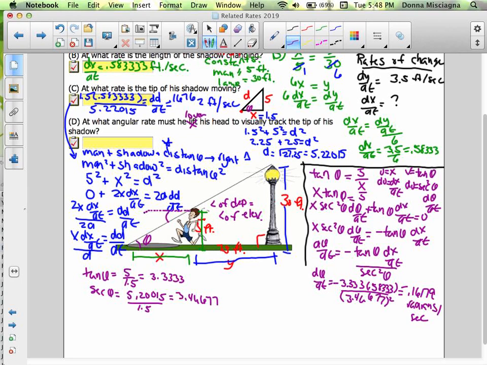That's how much he'd have to lower. And so that makes sense that it's negative, because he has to lower. I don't know why it says lift his head. All right, he has to lower his head to see the shadow. It's on the ground. Well, that's everything here. Hope I didn't cram too much in here.